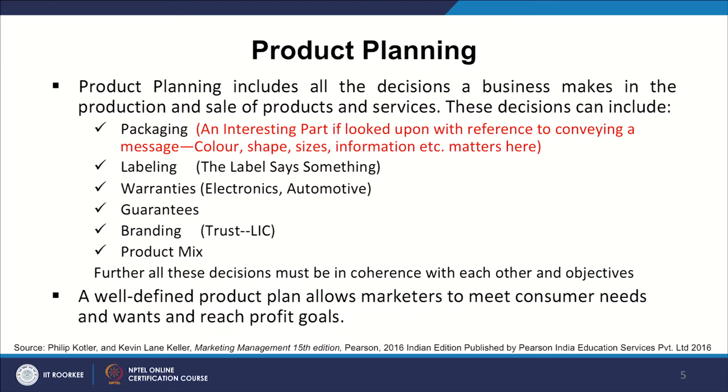Warranties: electronics, automotives, warranties are so important. It's a reassuring element, plus that is one of the most important reasons for a customer to bank upon something, especially when they are trying it for the first time, when something is new to them. When you do not know the technology, you are helpless if something goes wrong. For example, you buy a beautiful large television. So warranties and guarantees are very, very important there.